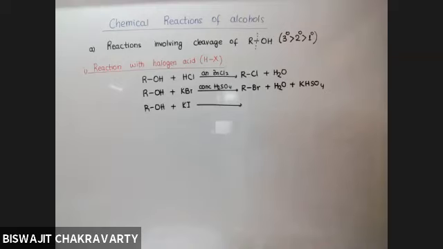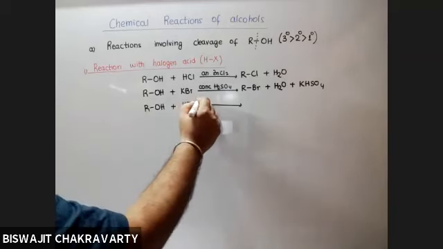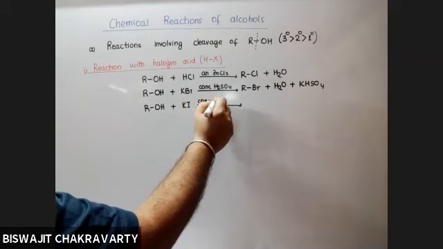Sir, what acid should be taken? The board is blurred, I can't see it clearly. My question is, when you are preparing RBr, you are making use of KBr plus H2SO4. But when you want to prepare RI, along with KI, what acid should I take? Can we take H2SO4? So we should take phosphoric acid, H3PO4.